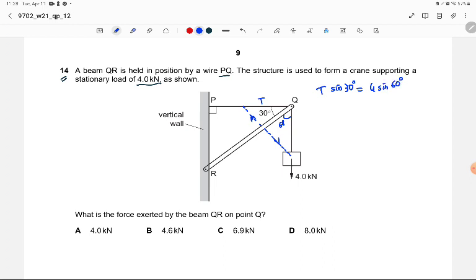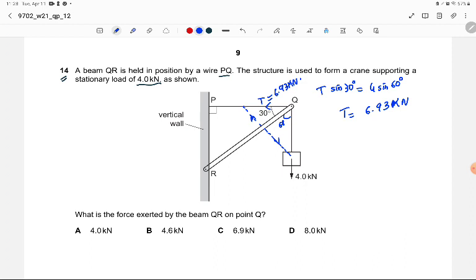So we have arrived at this point and let's find T first. 4 sine 60 divided by sine 30 gives me this force as 6.93 kilonewton. So we have this as 6.93 kilonewton, and now it's just a matter of resolving it.